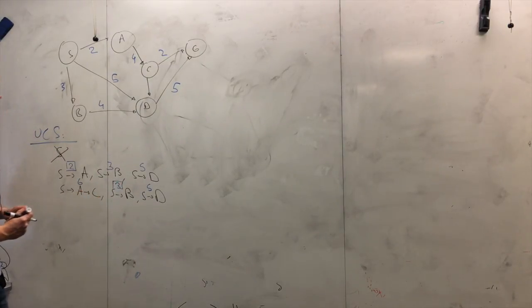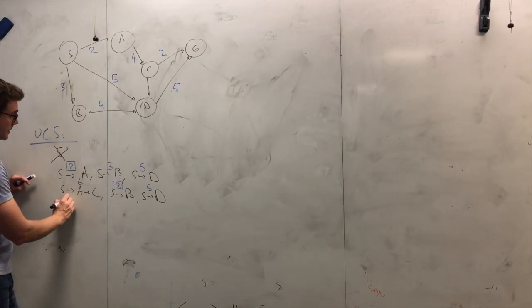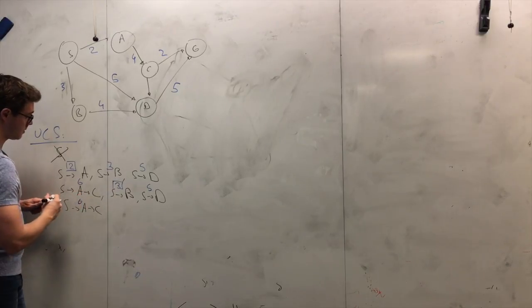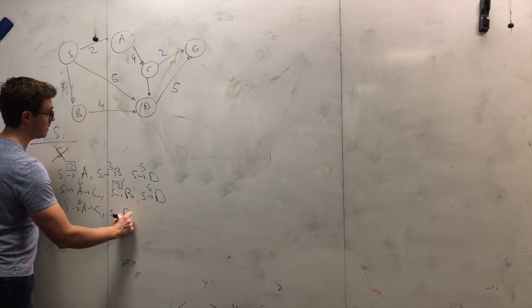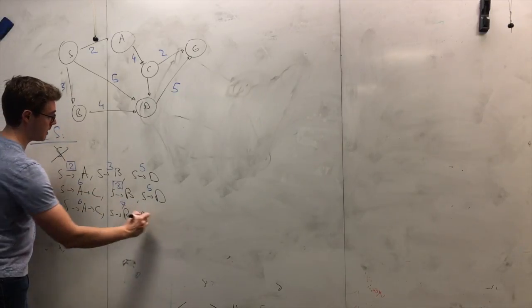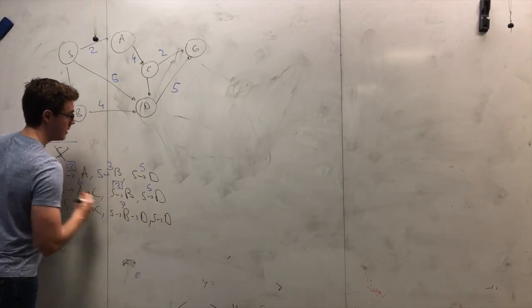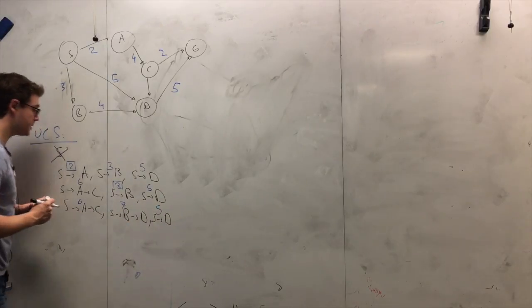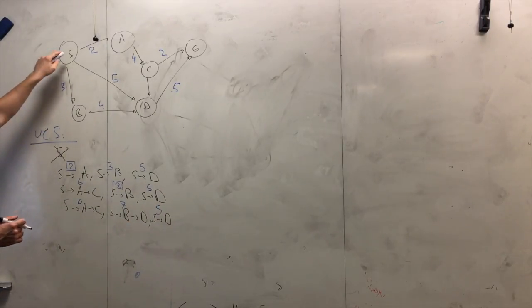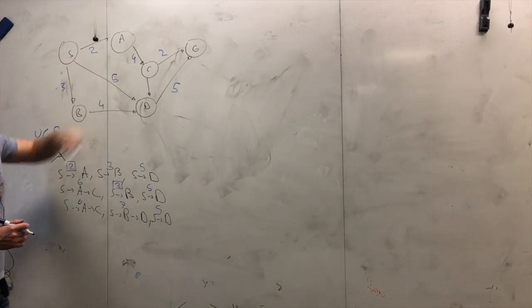So here is 3. I expand S to B. The only option is to go to D, and the cost will be 7. S to B to D, the cost 3 plus 4, 7. S to D. Now, who is the best candidate here in the fringe? It's S to D, so this is what I'm going to expand. And I'm going to go to G.